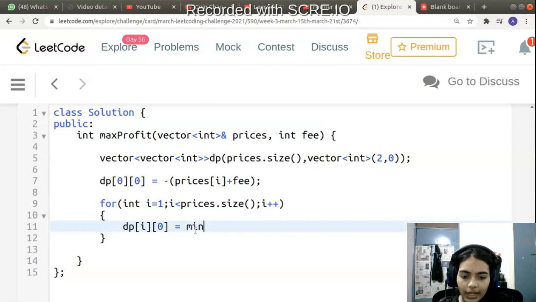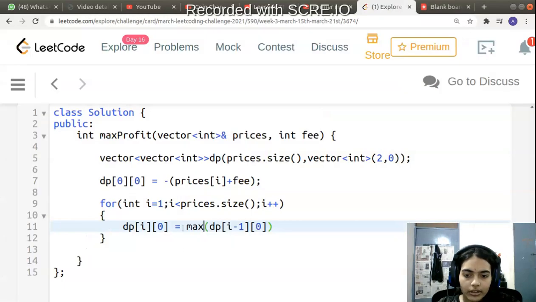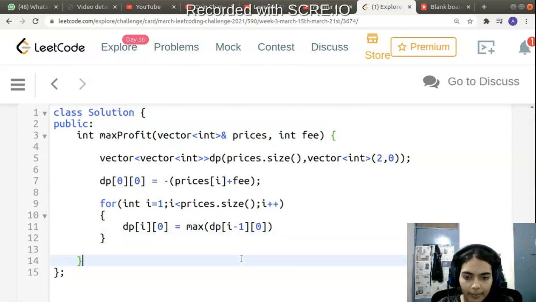How do I fill the buy table? I take the minimum of, either I hold the stock at that day or I buy the stock at that day. If I am holding the stock, I just take the value from the previous row, so dp of i minus 1, 0. Sorry, it's not minimum, it is maximum, because we have to find the maximum profit. So it is just maximum.